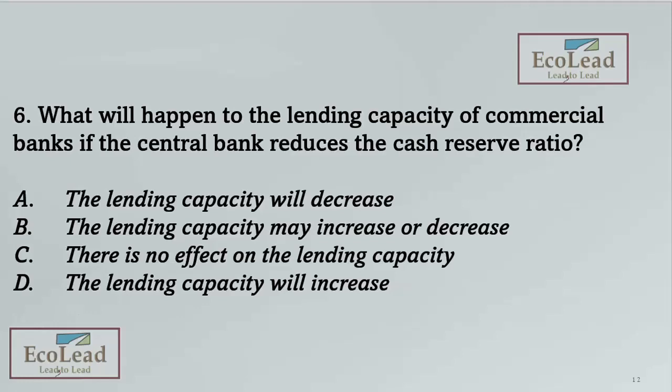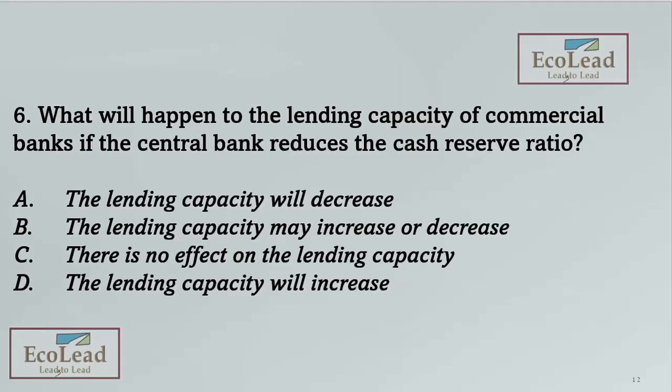What will happen to the lending capacity of the commercial banks as the central bank reduces the cash reserve ratio? We know that the cash reserve ratio is nothing but the amount that the commercial banks have to keep with the RBI, right? To keep with the RBI, and it is a percentage of the deposits that it is receiving from the public. So here let us check what the options are.